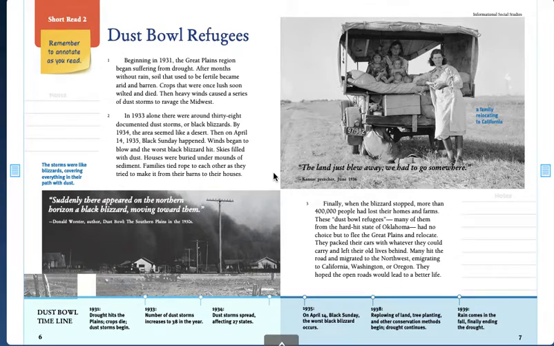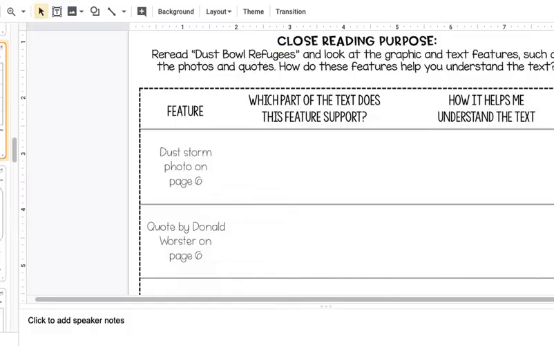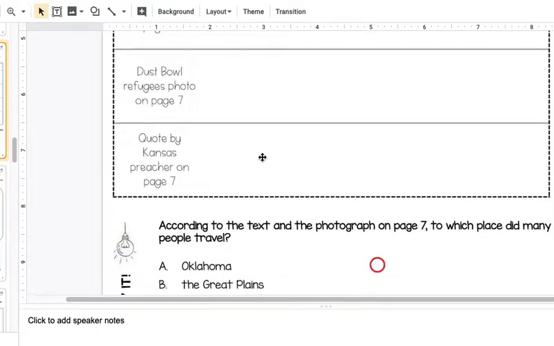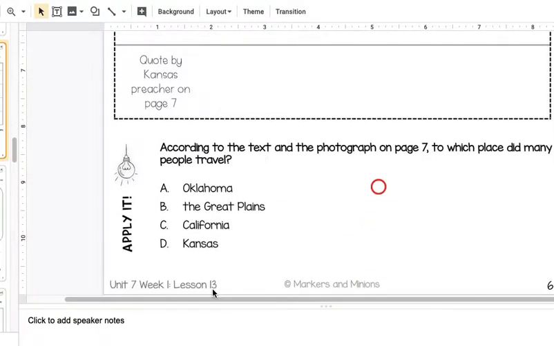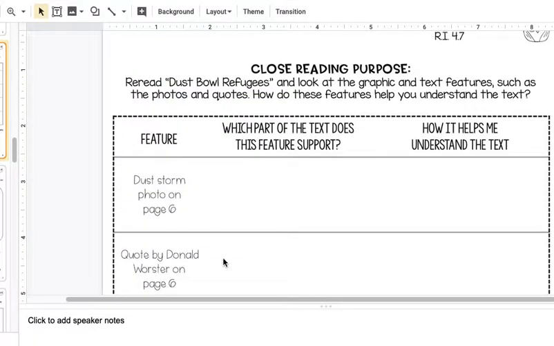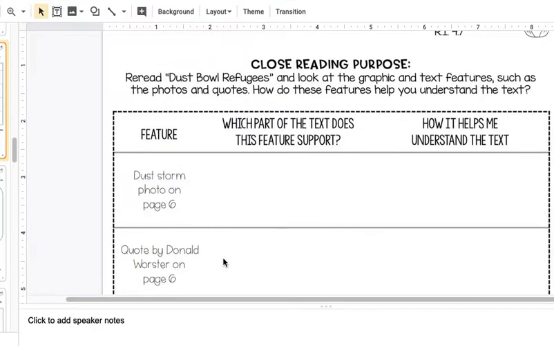All right, fourth graders. So today we are looking at Dust Bowl refugees again. We read this story yesterday, and in your ELA packet, you should be looking at lesson 13. So see on the bottom, it says lesson 13. And at the top, it says to reread and look at the graphic and text features, such as the photos and quotes. How do these features help you understand the text?